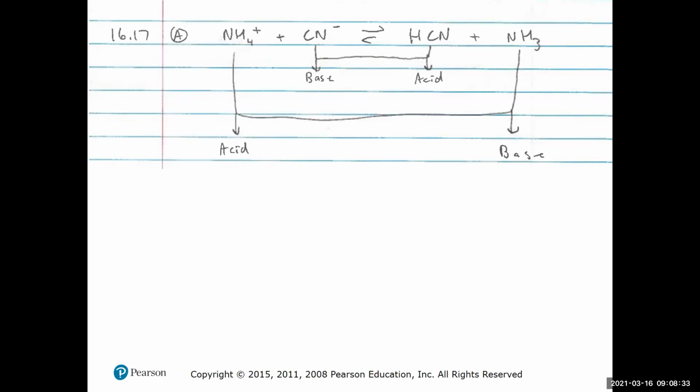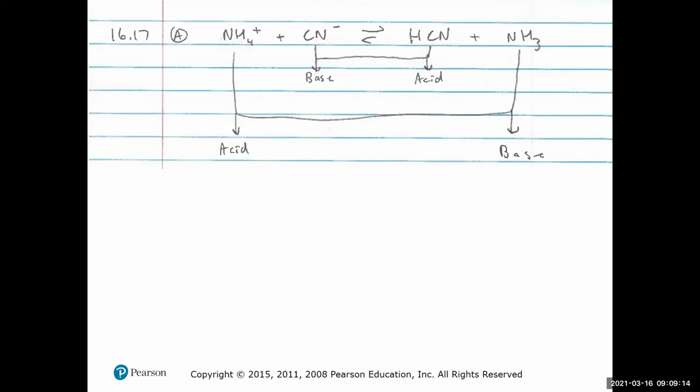So let's take a look at a couple example problems from the homework. In 16.17, we're talking about Bronsted-Lowry acids and bases. And we want to identify the conjugate acid-base pairs in these reactions. Does anyone remember what you have to have happen for a Bronsted-Lowry acid? Yeah, it has to donate a proton, and then the base has to accept a proton. So that's what we're looking for here.